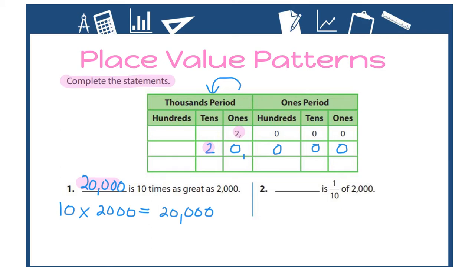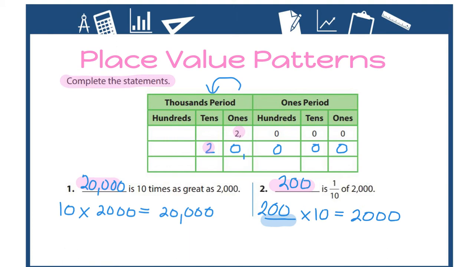So let's look at statement number 2. We're looking for the number that is 1/10 of 2000. So 10 of these numbers will give me 2000. So I can say, what number times 10 is 2000? So I know that 200 times 10 is 2000. So I can state that 200 is 1/10 of 2000.